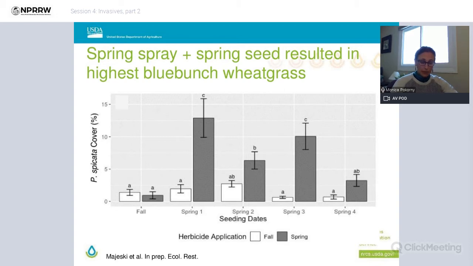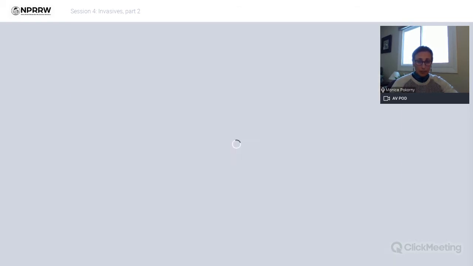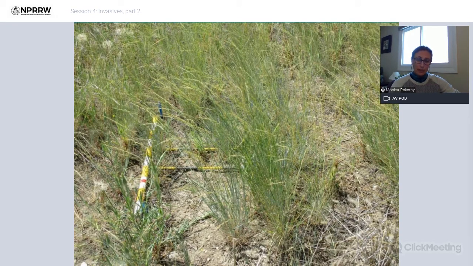We also found that if you can apply your herbicide treatment in the spring, we were able to control the cheatgrass better and get our desired species established and growing and able to compete more with the cheatgrass in that site. And this is an example of what that site looks like after the herbicide treatment and getting our desired grasses established.